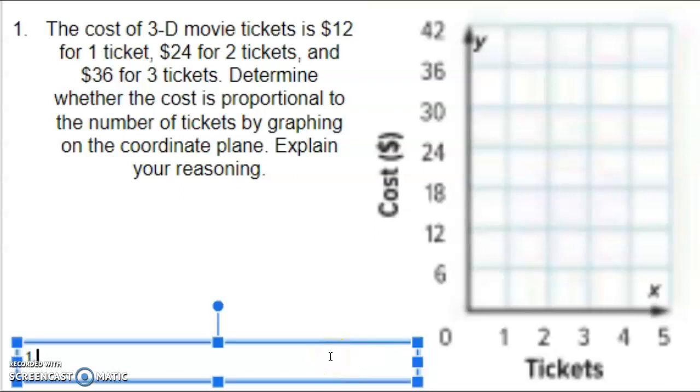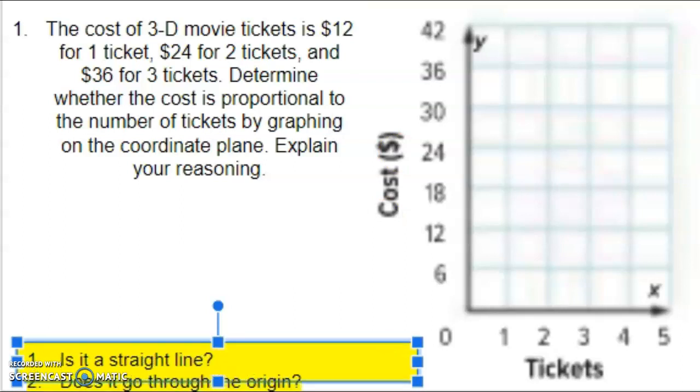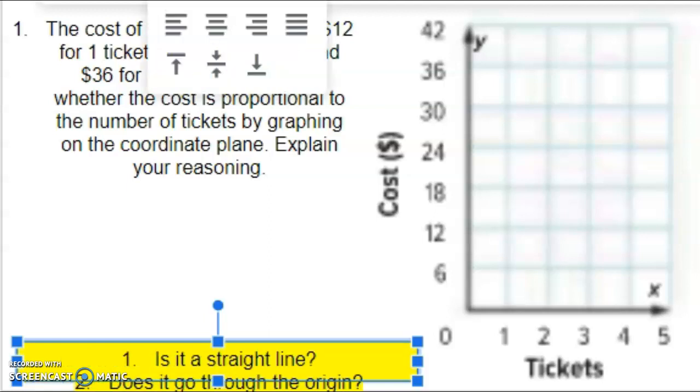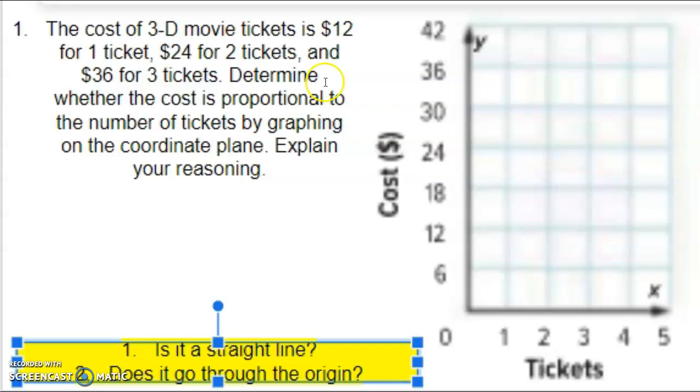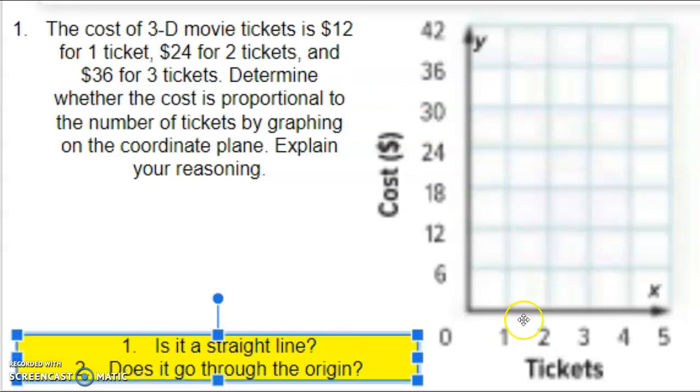The first thing you need to look for is, is it a straight line? If it is a straight line, that is awesome. That is on the way to being a proportional relationship. However, it also needs to have the second statement be true. And that is, does it go through the origin? Remember, the origin is this little point in the corner that is 0, 0. If both of those statements are true, then that means it is proportional. You don't have to do any math. You don't have to do any calculations. You literally just have to look at the picture and see, is the line straight and does it go through the origin? And if both of those answers are yes, then you got a proportional relationship.